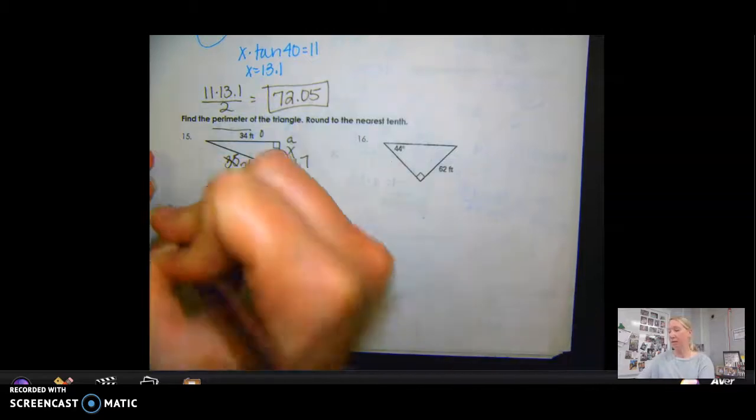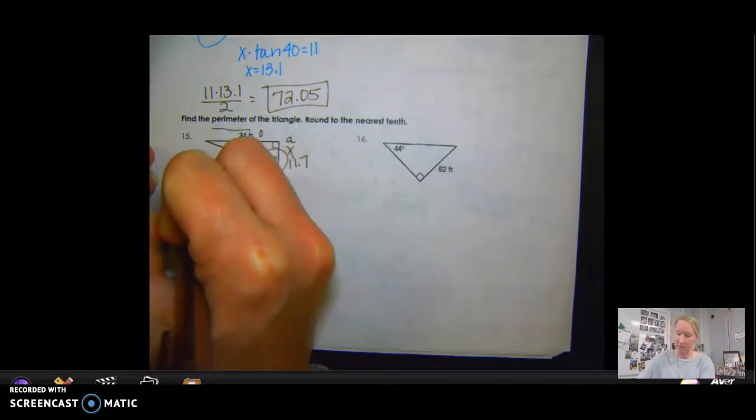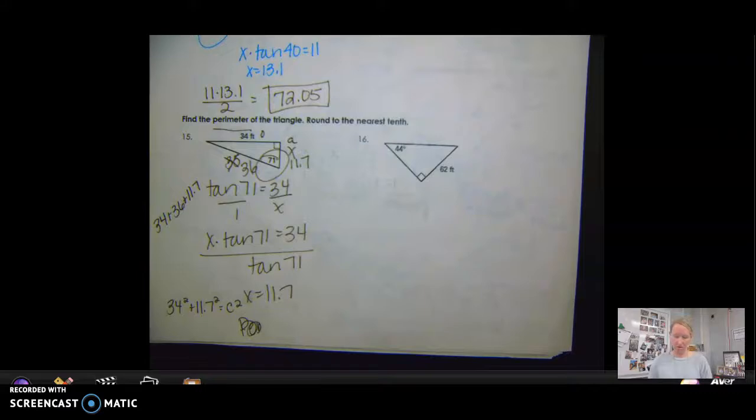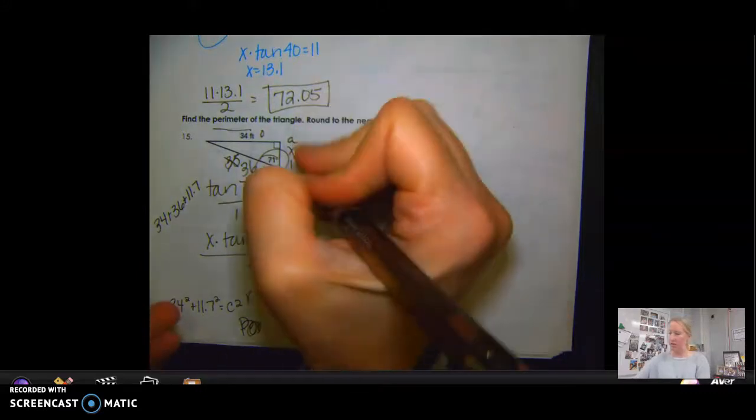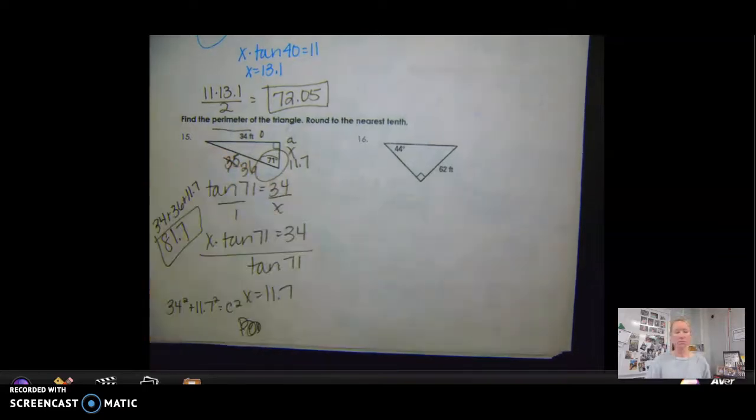So now for perimeter, you're going to add up all sides. You're going to do 34 plus the 36 plus the 11.7, and you get perimeter equals 81.7.